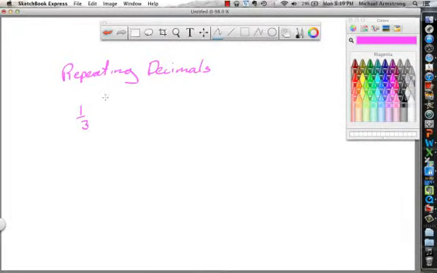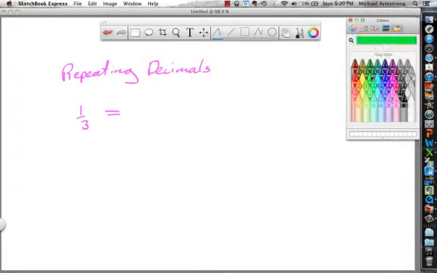If I want to use that thing, I have to be able to put it to a 10 or 100 or 1,000 or a 10,000, and 3 doesn't go there. 3 goes into 9. 3 goes into 90. 3 goes into 99, but it doesn't go into 10 or 100. It doesn't go into 1,000 either. It goes into 999. We can't do it with this one. We have to use long division.